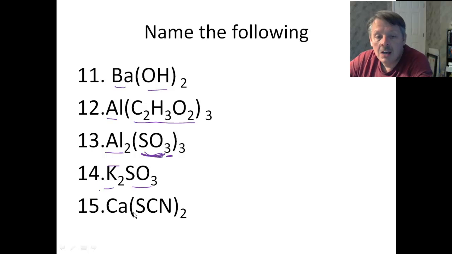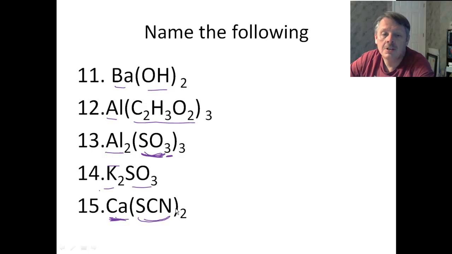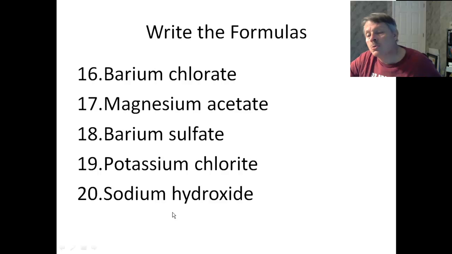And then calcium, be careful, you have to look for these things. They're typically 2 words. Calcium, and then look for SCN on your ion chart. Now, SCN is thiocyanate. Thiocyanate. So this is calcium thiocyanate. Now those are pretty easy. It's when you're going from the names to the compounds that it gets a little bit more difficult.